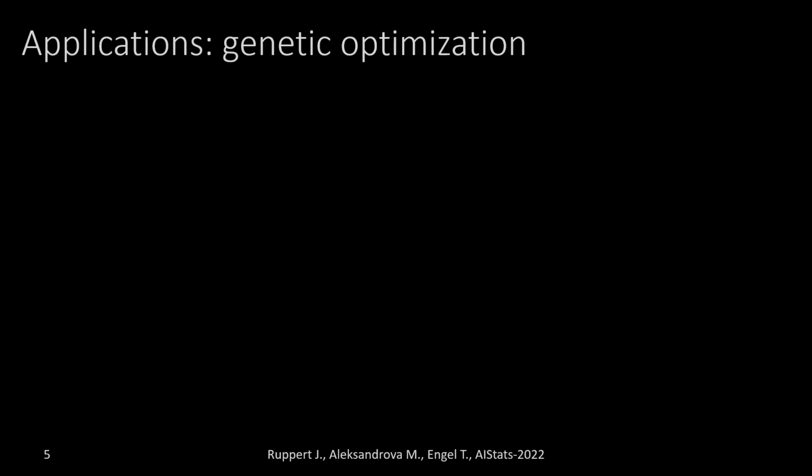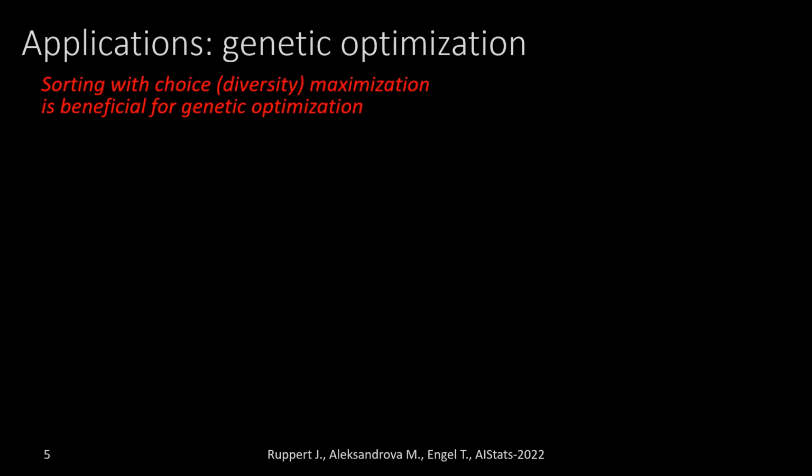To demonstrate the usefulness of sorting with choice maximization, we consider its application in genetic optimization. We hypothesize that maximization of diversity on the selection step of genetic algorithms will result in larger gene diversity and will allow exploring the search space more efficiently.